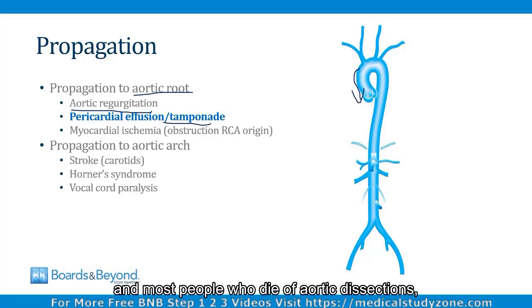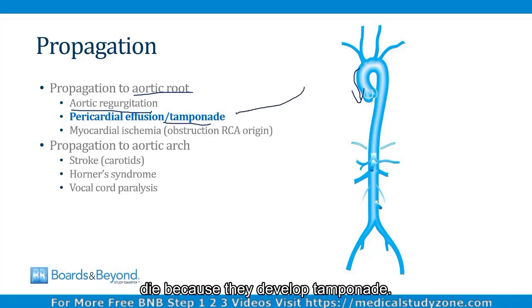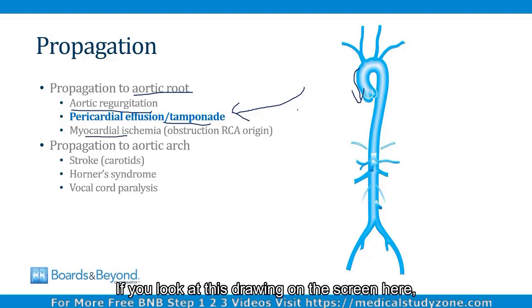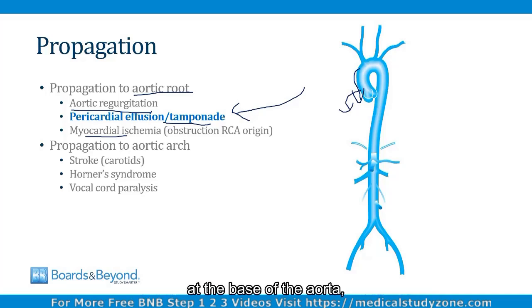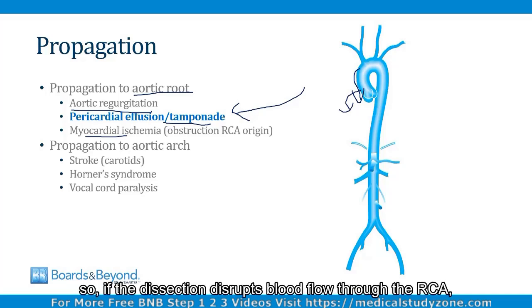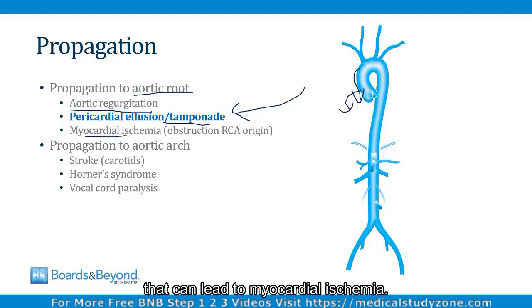And most people who die of aortic dissections die because they develop tamponade. They have an aortic dissection, fluid rapidly accumulates around the heart, the left ventricle can't fill, and that leads to cardiogenic shock and death. You can also develop myocardial ischemia. If you look at this drawing on the screen here, the right coronary artery comes off right about here at the base of the aorta. So if the dissection disrupts blood flow through the RCA, that can lead to myocardial ischemia.